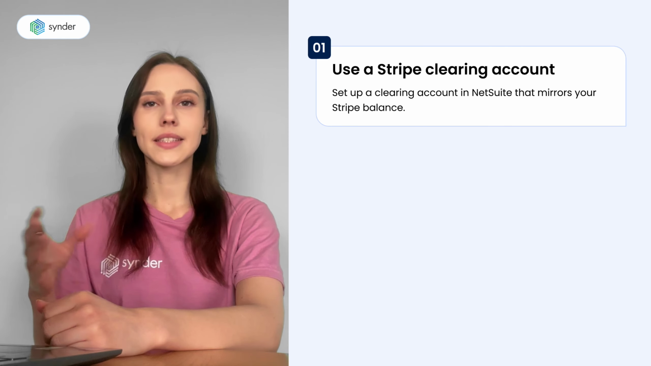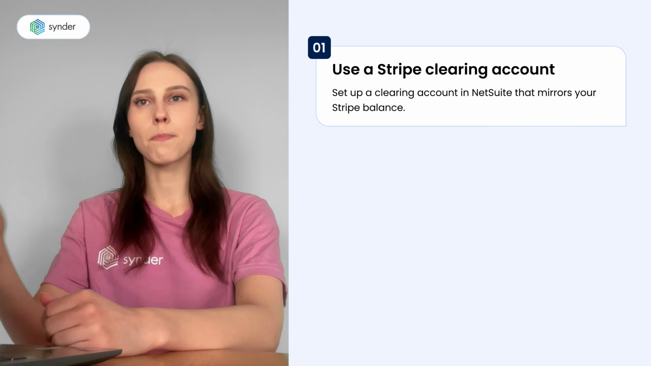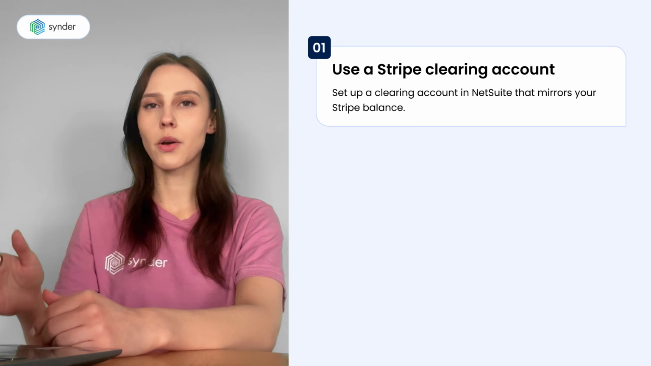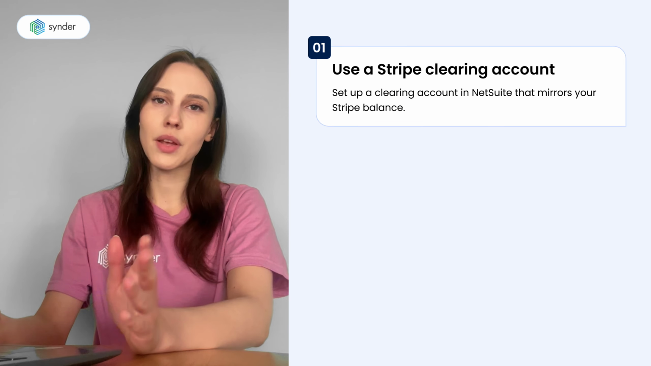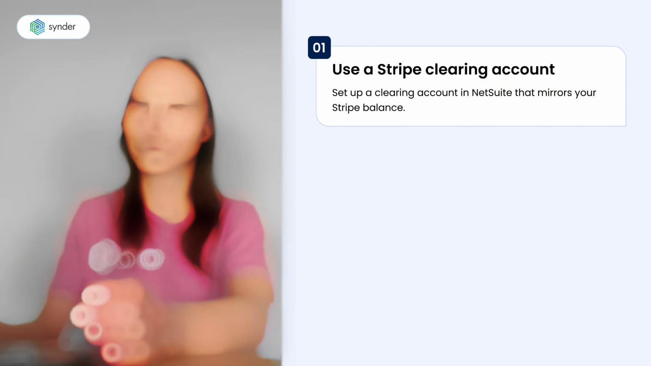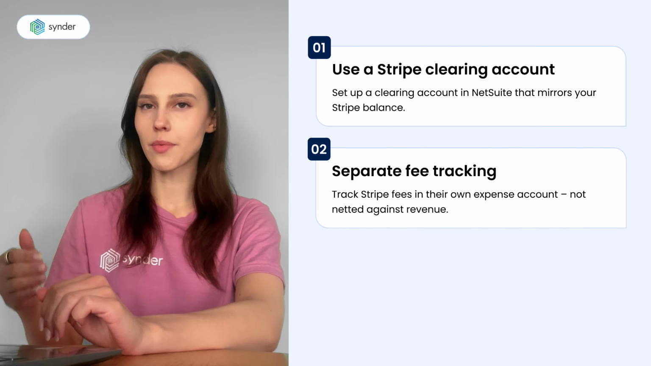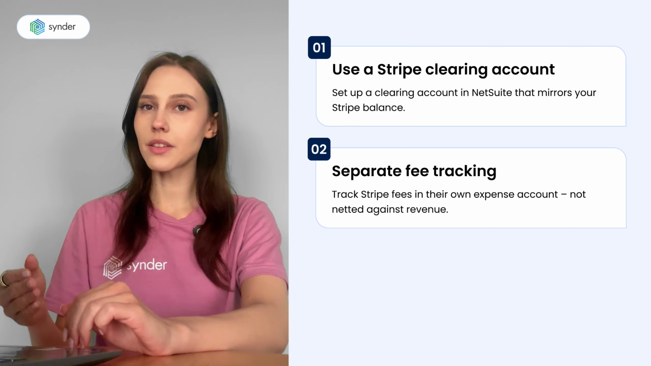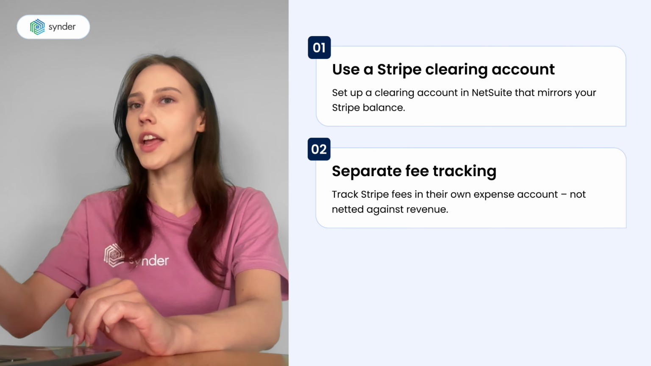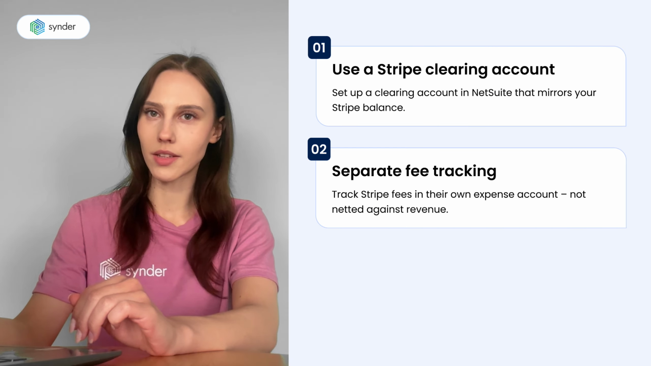Now, let me give you a few best practices for Stripe NetSuite integration. Use a Stripe clearing account. Set up a clearing account in NetSuite that mirrors your Stripe balance. Transactions post to this clearing account, then payouts clear it out when money hits your bank. This keeps everything organized and reconcilable. Separate fee tracking. Track Stripe fees in a dedicated expense account, not netted against revenue. This gives you clean revenue reporting and accurate visibility into payment processing costs.